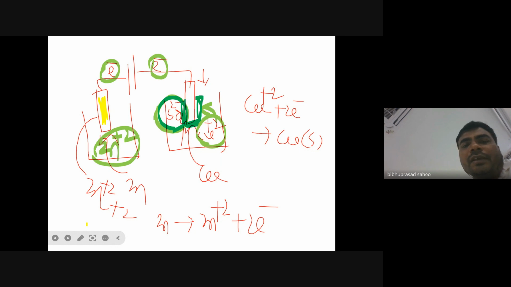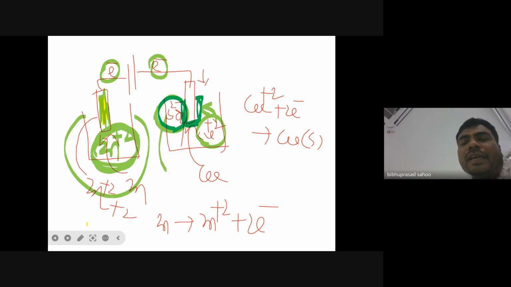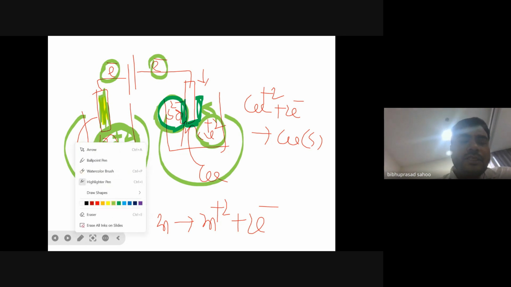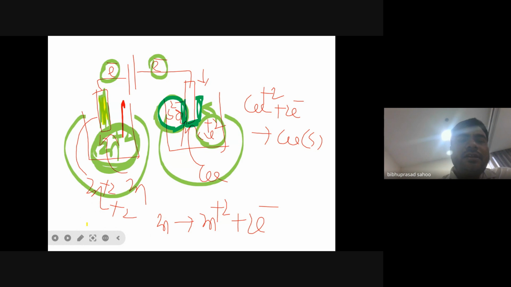So what will happen? This rod will stop giving Zn2 plus. Why? Because the Zn2 plus will repel further incoming Zn2 plus. This becomes a positive hub, and this becomes a negative hub. So student, how to continue the reaction? To continue the reaction, you have to put a salt bridge.